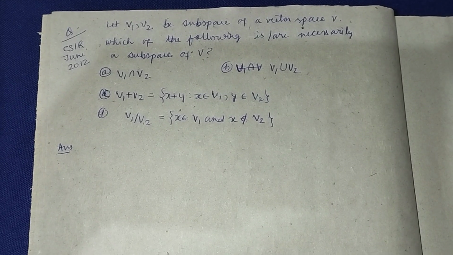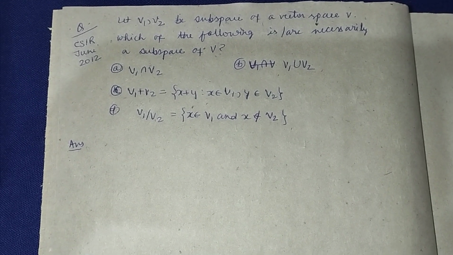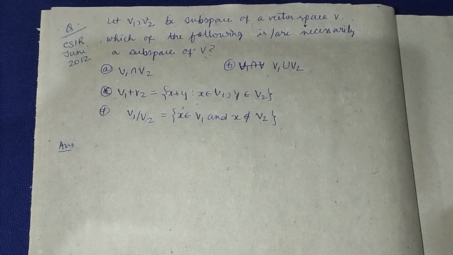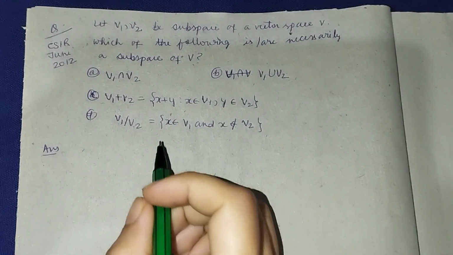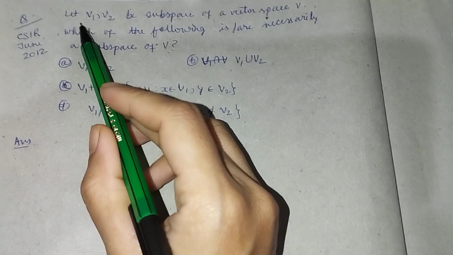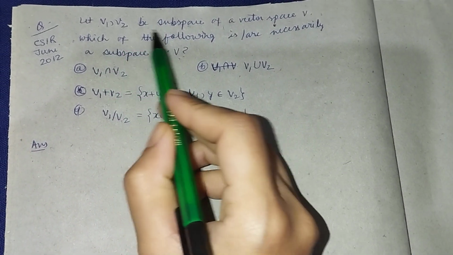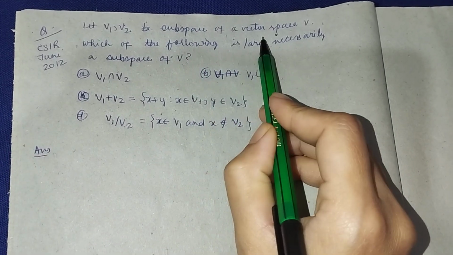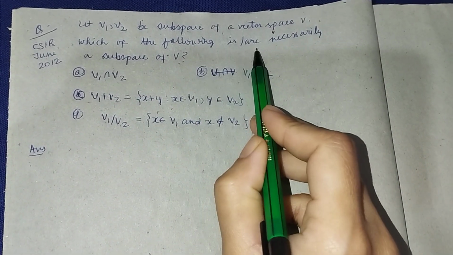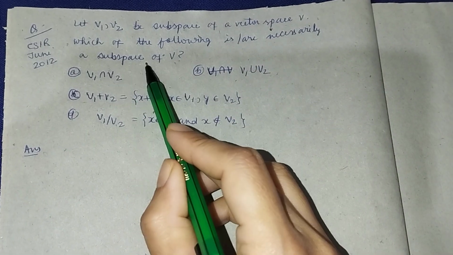Today we are going to solve one question from a previous year question, CSIR 2012. The question says: let V1, V2 be subspaces of a vector space V. Which of the following is or are necessarily a subspace of V?